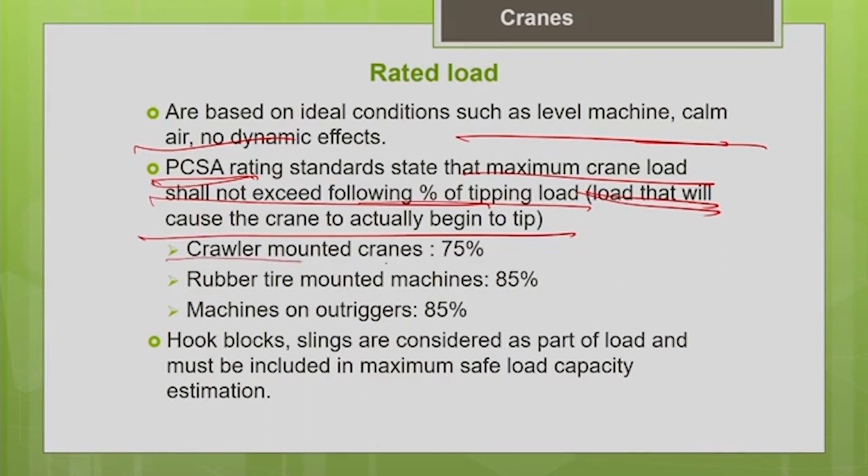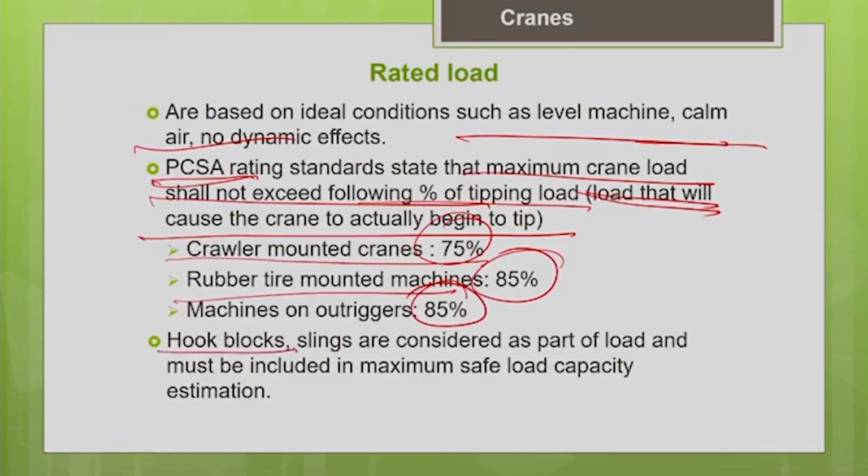Depending upon the mounting, the safety margin is decided. For crawler mounted cranes, the load shall not exceed 75% of the tipping load. For rubber tire mounted cranes, the load should not exceed 85% of the tipping load, and for the machine on outriggers, 85% of the tipping load. When you estimate the lifting capacity of the crane, you have to also consider the hook blocks and the slings as a part of the weight.